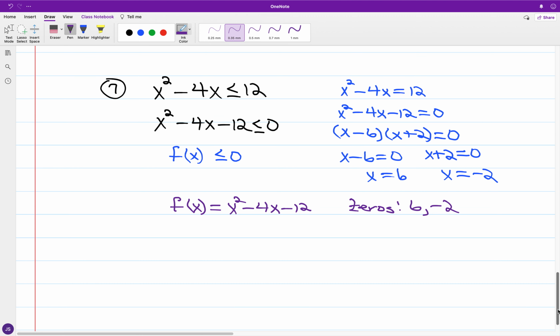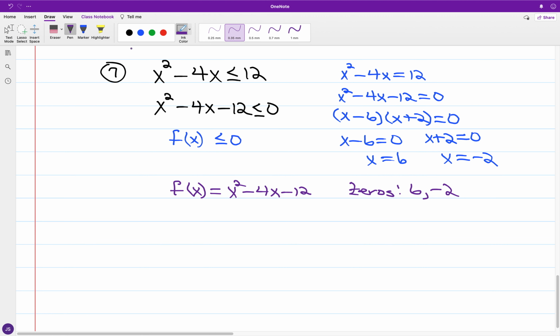And for the interval setup, we go from negative infinity, approaching but not including negative 2. Then we have those values past negative 2, approaching but not including 6. And we have those values x greater than 6.